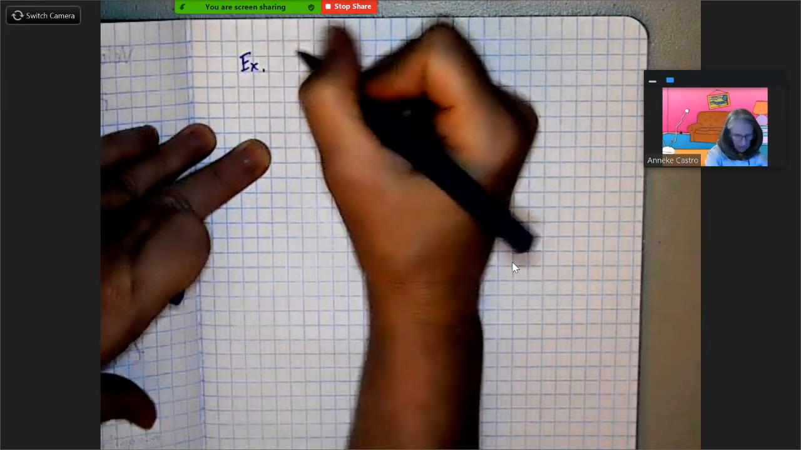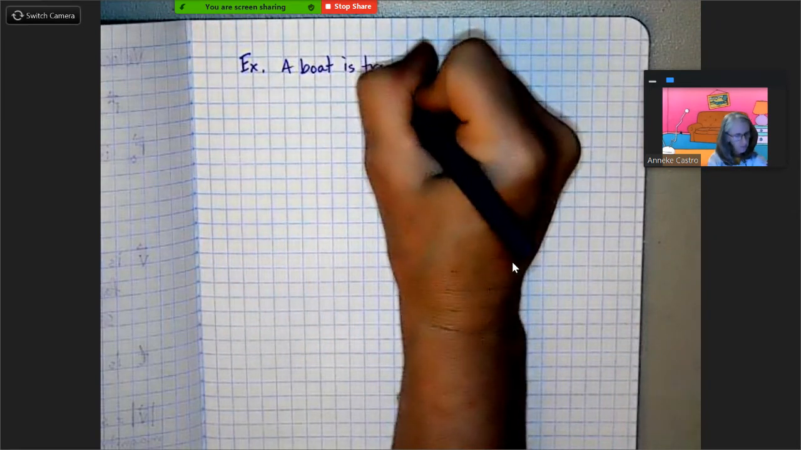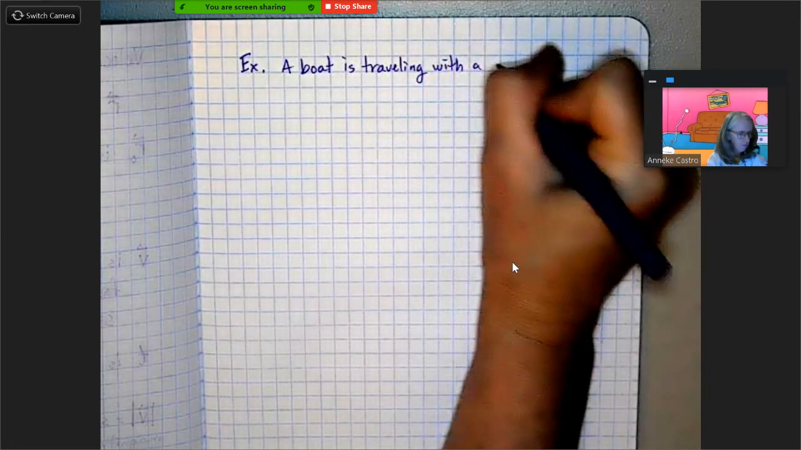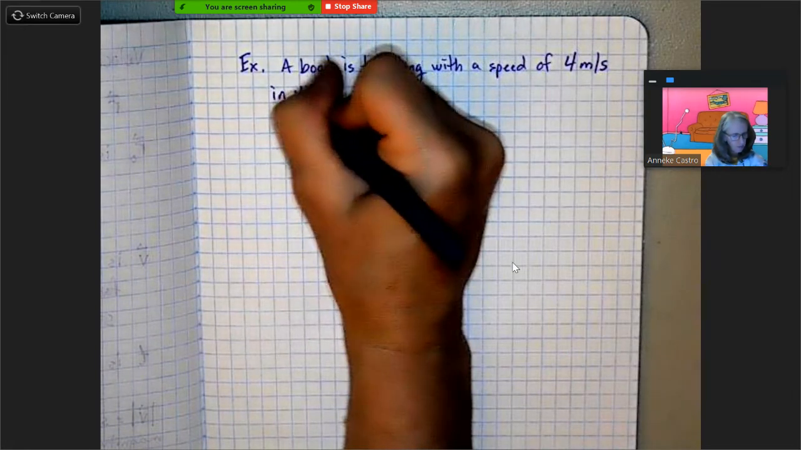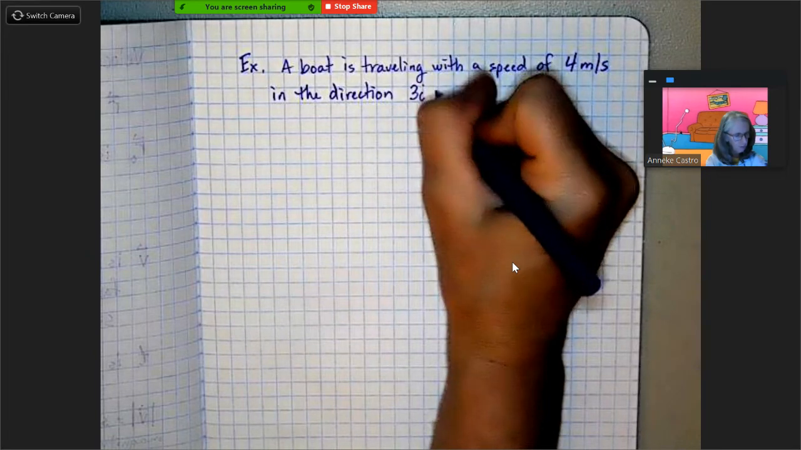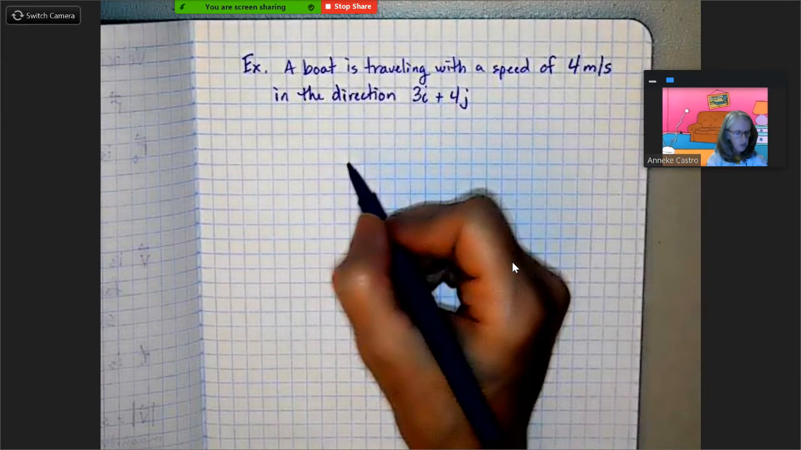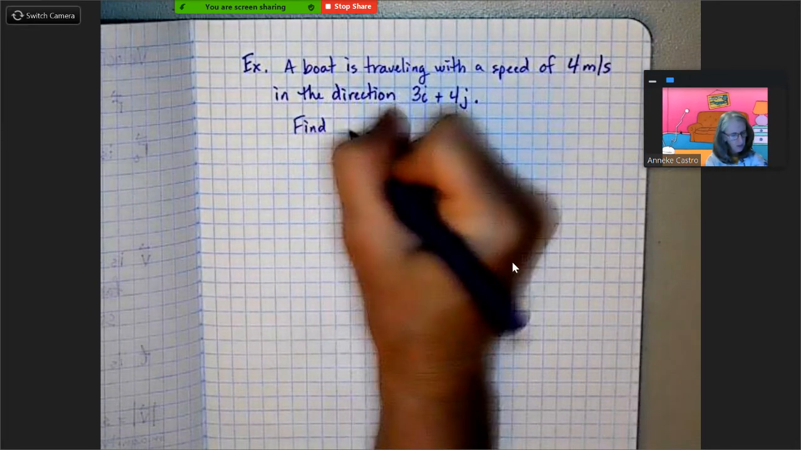So let's do an example. We're going to have a boat, because boats can move any way they want in X, Y directions. Cars tend to be stuck on streets, so they tend to be a bit more simplistic. A boat is traveling with a speed of 4 meters per second in the direction 3i plus 4j. Every 3 units to the right, it goes 4 units up. So that is the same as a direction vector. Find the velocity vector.